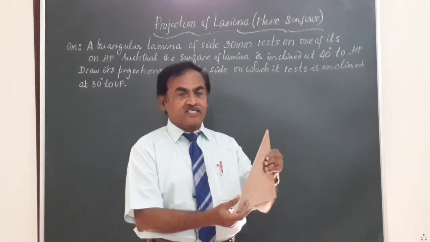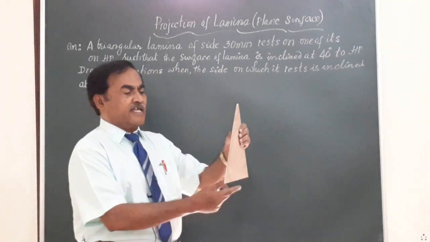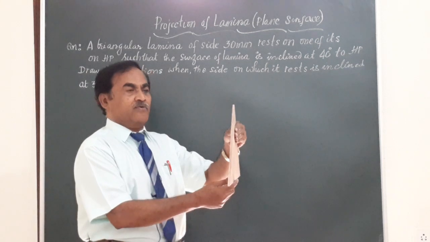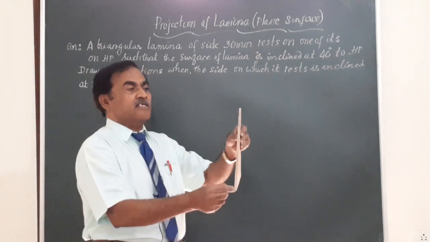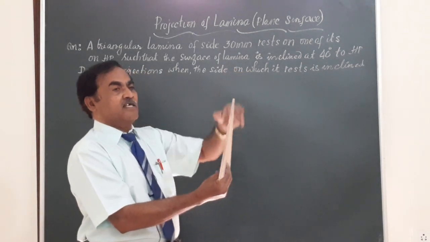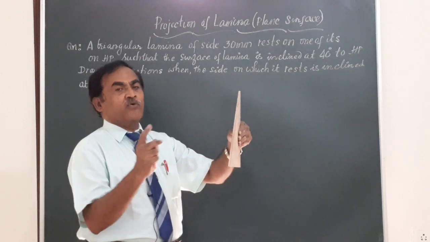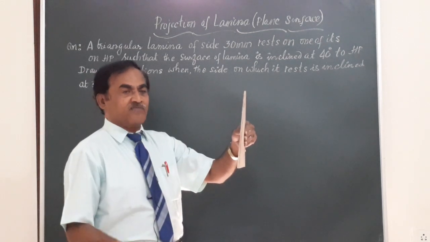So, you can say whenever the lamina is held perpendicular to both HP and VP, the front view is a line, the top view is a line, and in the end view you are going to get the true shape and size of the lamina.